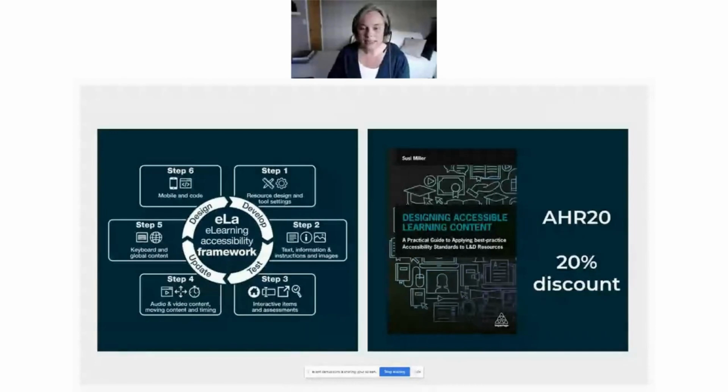So the book is based around a contextual framework, and that allows you to apply WCAG in a logical order, and it makes sense for designing learning content, and it translates all of those standards into plain English, and it gives lots of different examples using different authoring tools, so quite a few iSpring examples in the book.